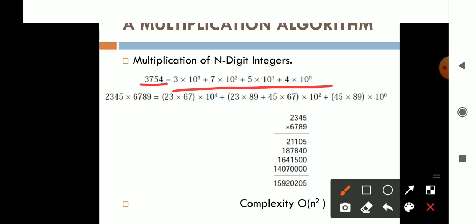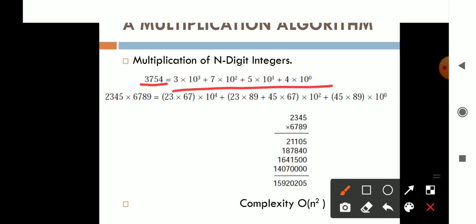That is 3 multiplied by 10 raised to the power 3, which is nothing but 3000. Then 7 multiplied by 10 to the power 2, that is 700. 5 multiplied by 10, that is 50, and after that we have 4 multiplied by 10 to the power 0, that is nothing but 4. So combined, it creates the number 3754. This is what the linear equation gives.